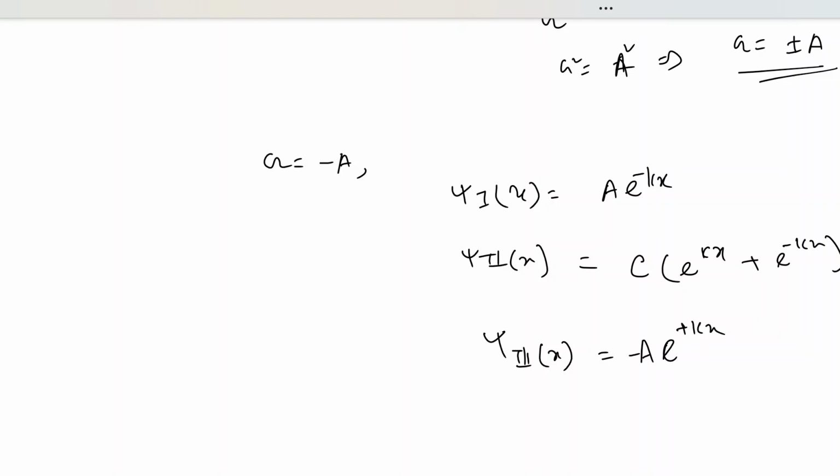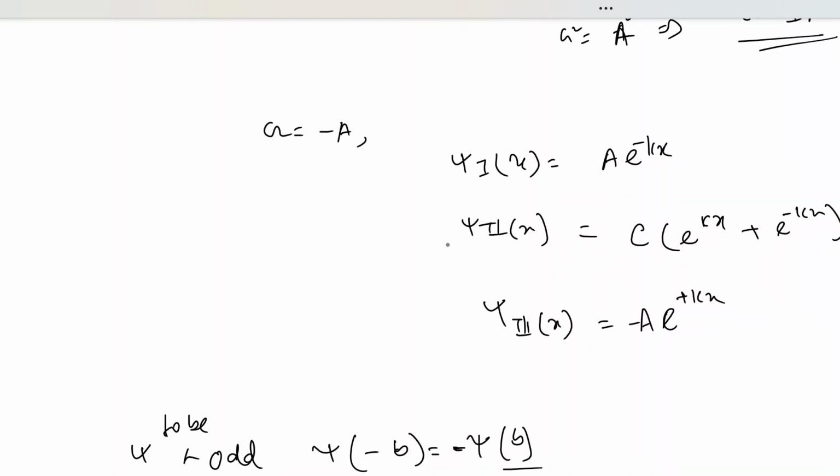Now here, for the wave function to be odd, psi has to satisfy psi of some value, let's say minus b, equal to minus of psi of b, then we will say that this is odd. So psi of minus b, that means it is in the zone of x less than 0 or in the 1 regime. So we'll put a e to the power of minus k into minus b, which is equal to minus of psi of b, which is this regime. So this is minus of minus a e to the power of kb. That means you are getting a e to the power plus kb equal to a e to the power plus kb. So this is satisfying that this is an odd wave function.